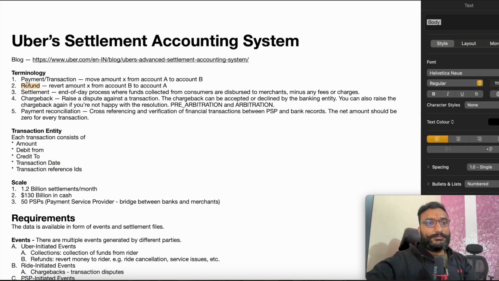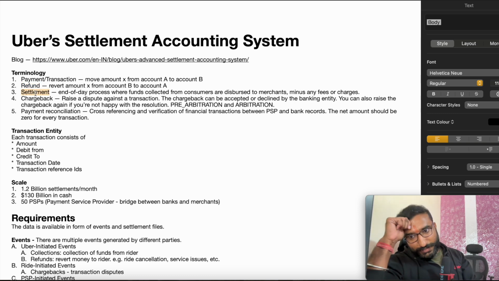Another thing is refund. So refund, as the name suggests, and you might be aware of this definitely, is basically when the amount is reverted back. So let's say you asked for a refund because you are not happy with the services, or the transaction failed, or the amount was debited earlier but the transaction failed eventually. So the amount is reverted back or credited back to your bank account. So that's basically a refund. Then comes the settlement.